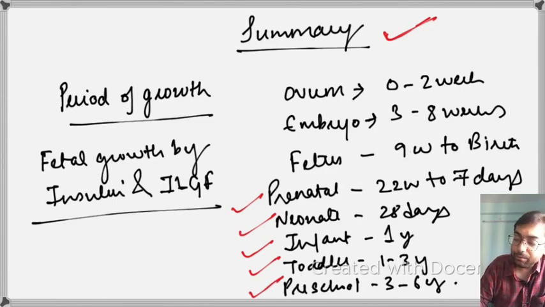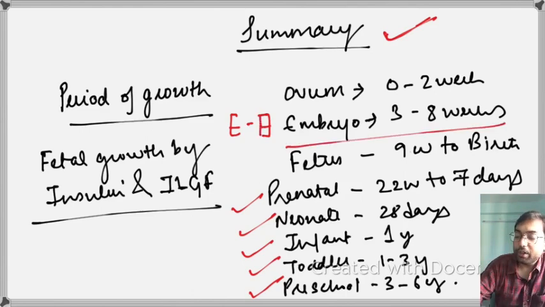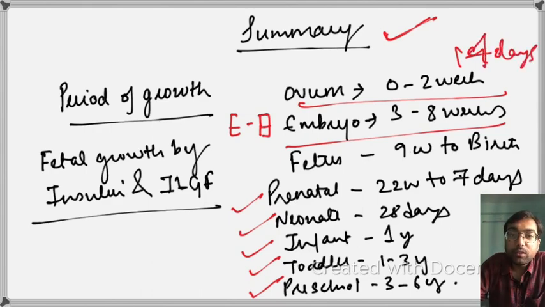So how to remember the first 3 things? Just make an E and then make a mirror image of it, and then make a line like this, and you will get 3 to 8. So embryo is 3 to 8, and then fetus is 9 to birth, and ovum is for 14 days.